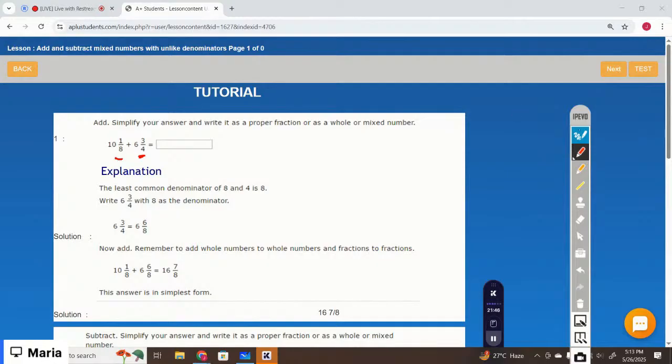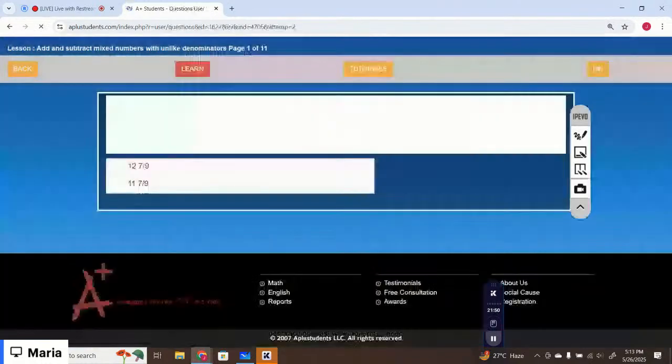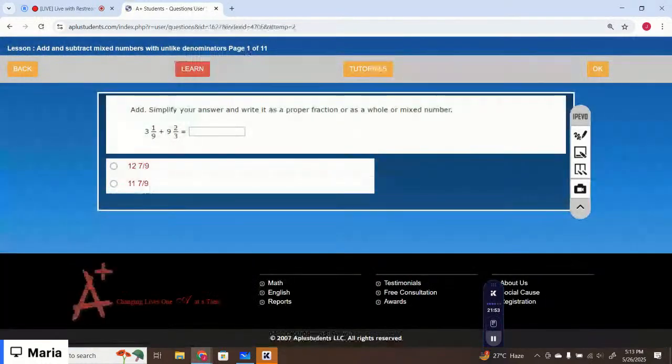Let's just start with the test questions. Add, simplify your answer, and write it as a proper fraction, a whole number, or a mixed number.